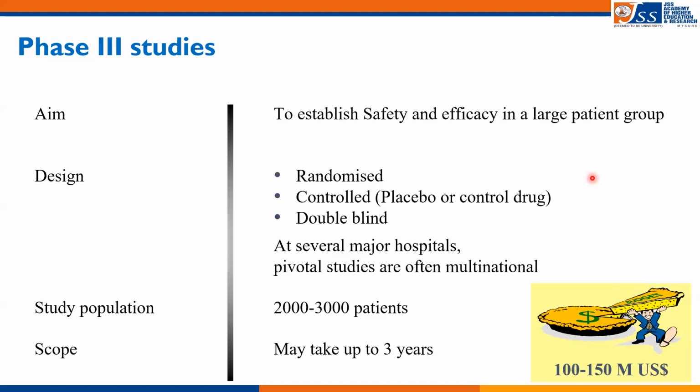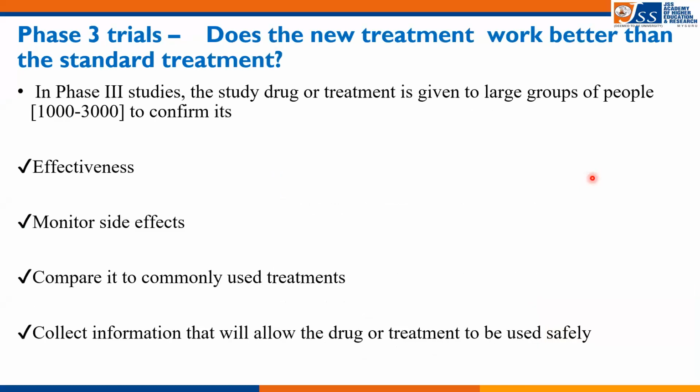These are the pivotal studies which decide whether the drug will have the chance to enter the market or not. The design is randomized and controlled, and it is done in a double-blind way. Double-blind means neither the patient nor the doctor or healthcare worker will know what has been administered to the patient, either placebo, the comparator, or the test drug. Generally, it will take up to 3 years, and 100 to 150 million US dollars will be spent on the conduct of phase 3 trials.